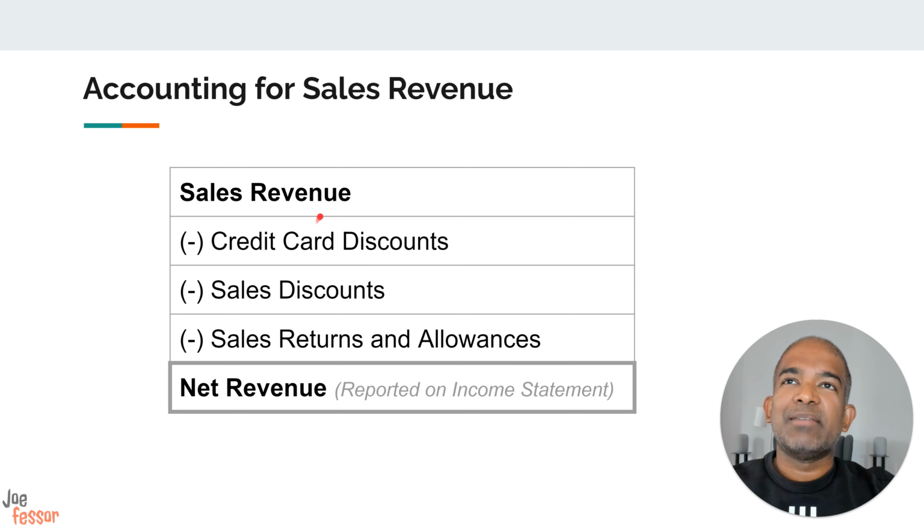Okay, so how is sales revenue actually reported in your income statement? Credit card discounts and sales discounts and all kinds of sales returns and allowances are deducted from the revenue, and eventually only the net revenue that has been earned is reported in the income statement. So you might ask me why these discounts are not categorized as expenses, for example, right? The net revenue after making all these deductions shows a snapshot of what you actually sold to the customers. Hence, it makes sense to deduct all these in your revenue part rather than showing them as expenses.